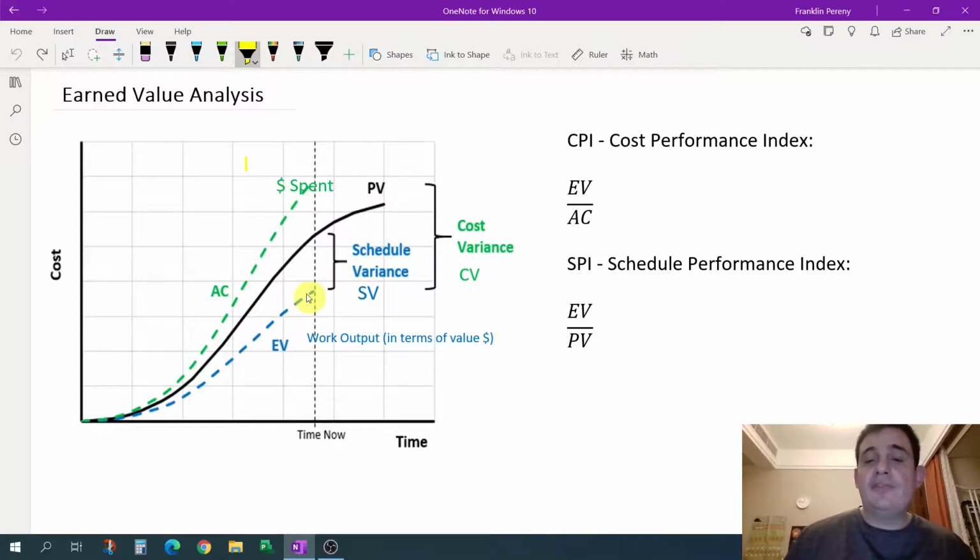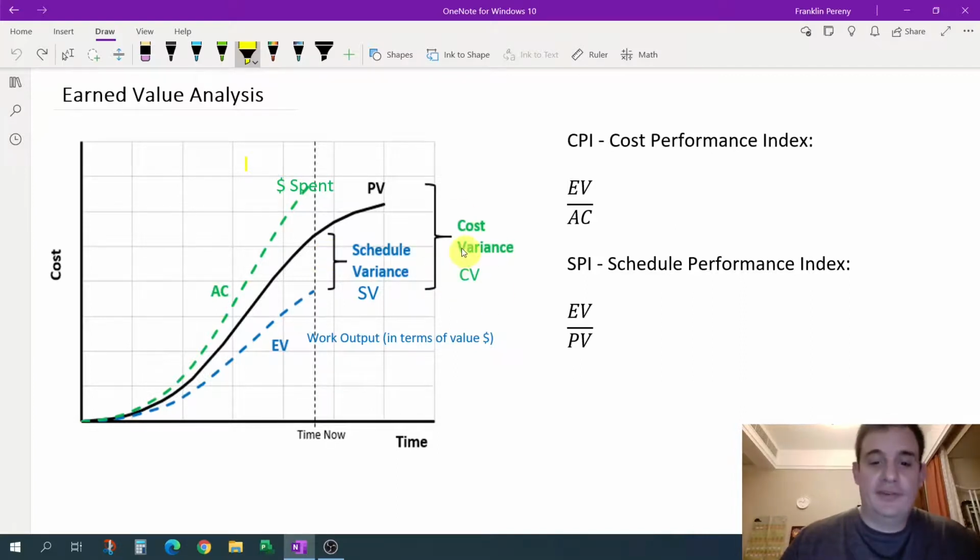It doesn't necessarily mean you've spent more money than you should have or less money than you should have, because that's the AC line, which we'll talk about in a minute. The EV line just tells you how much work was complete from a scope perspective. And that's why this is called schedule variance, because it's a schedule metric. It's not a cost metric.